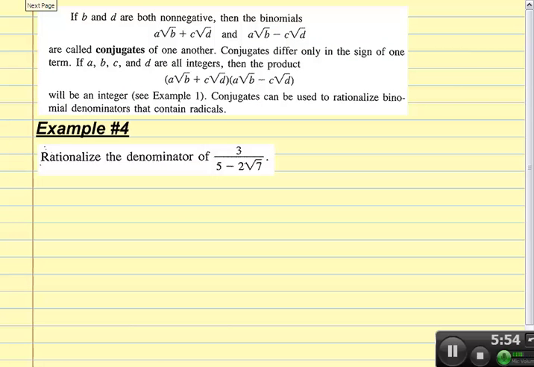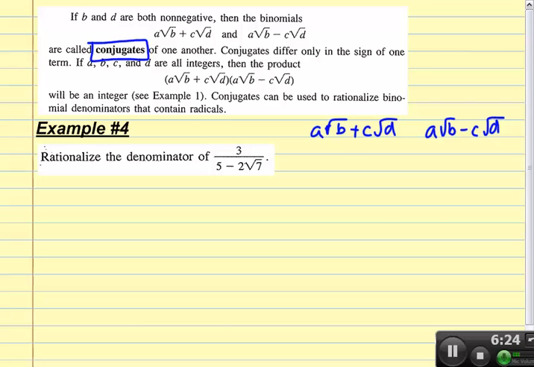If b and d are both non-negative, that means that we don't have the square root of a negative number, right? b and d, they're under the radical, so we can't have negative 2 under there. Okay? So b and d are non-negative. Then the binomials a square root b plus c square root d and a root b minus c root d are called conjugates. This is important.